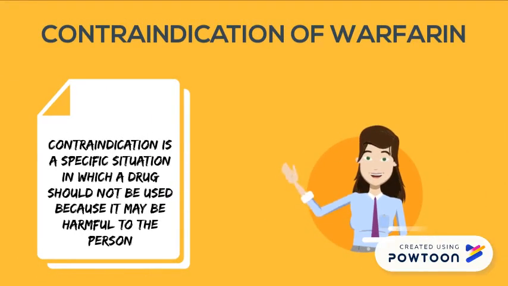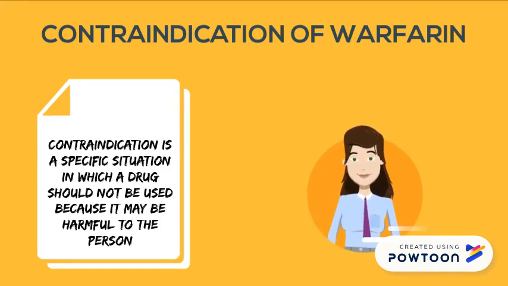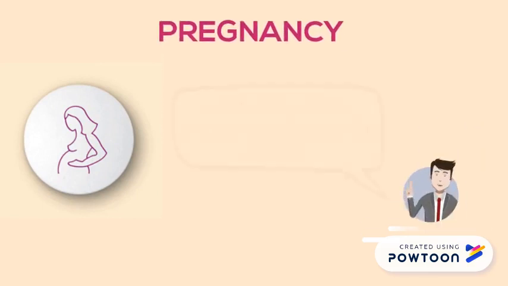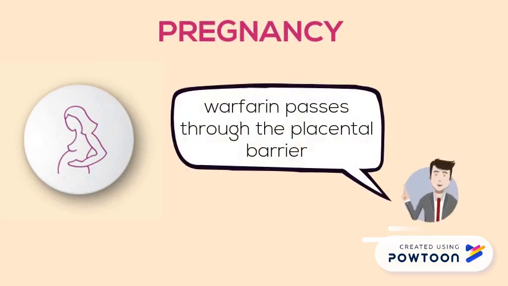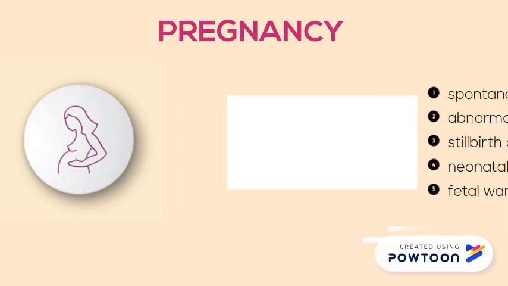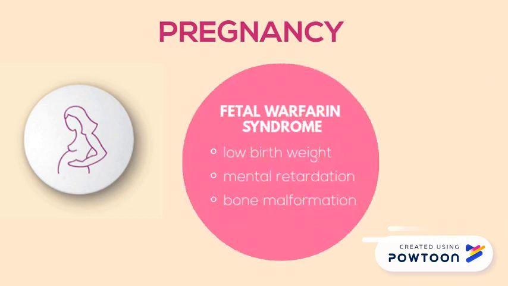Contraindication of warfarin. Contraindication is a specific situation in which a drug should not be used because it may be harmful to the person. So what are the contraindications of warfarin? Pregnancy. Warfarin is contraindicated in pregnancy as it passes through the placental barrier and may cause bleeding in the fetus, and is also commonly associated with spontaneous abortion, abnormal bone formation, stillbirth, preterm birth, neonatal death, and fetal warfarin syndrome. Fetal warfarin syndrome is the disorder of the embryo resulting in low birth weight, mental retardation, and bone malformation.